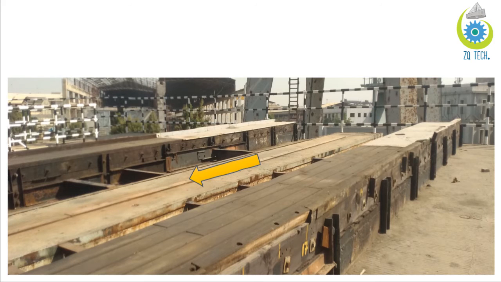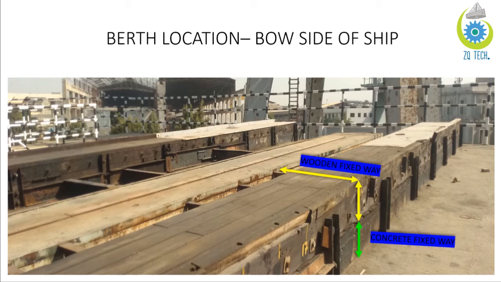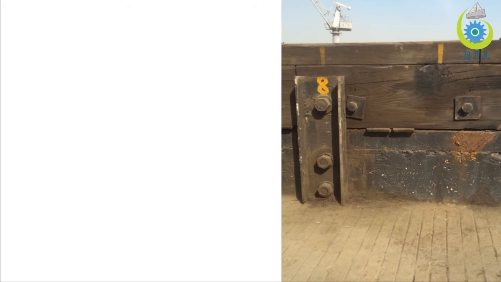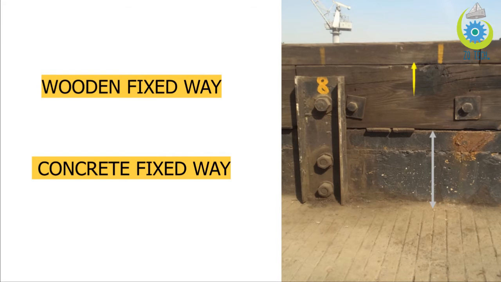This is the picture of berth. The berth descending downwards. At this location of berth, the bow side ship blocks will be placed. The yellow arrows are indicating the wooden fixed way, while the green arrow is indicating the concrete fixed way. So you are clearly seeing both the fixed ways. The bottom one is the concrete fixed way while the top one is the wooden fixed way.